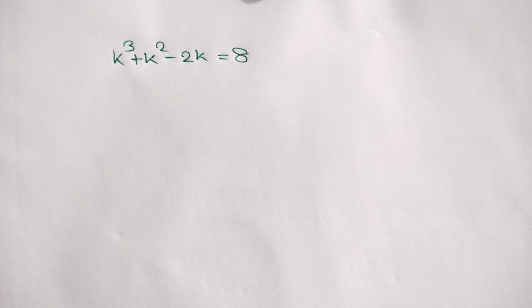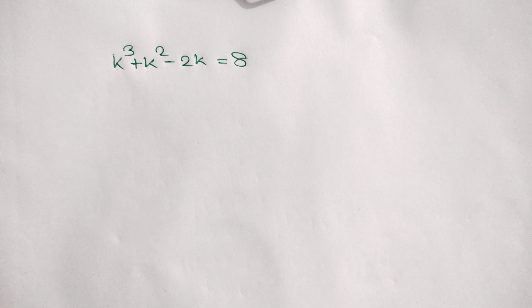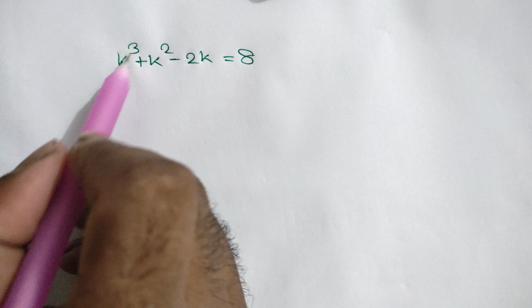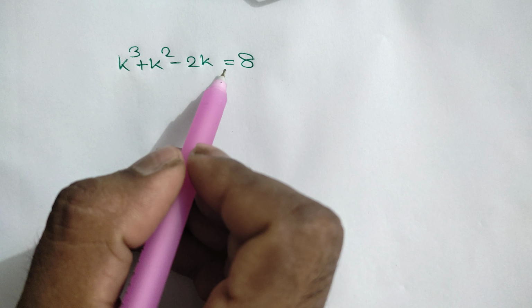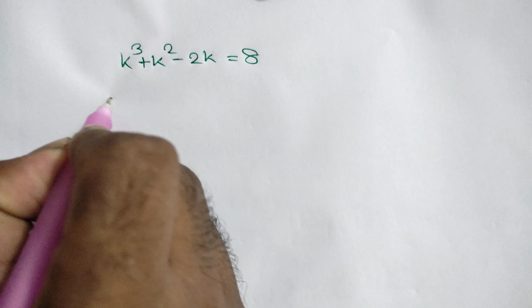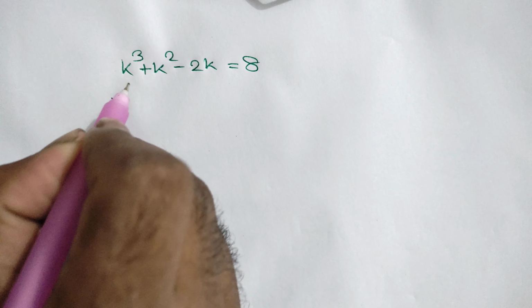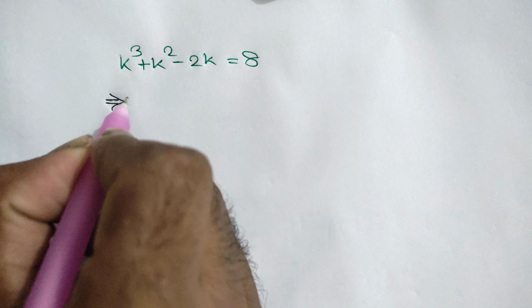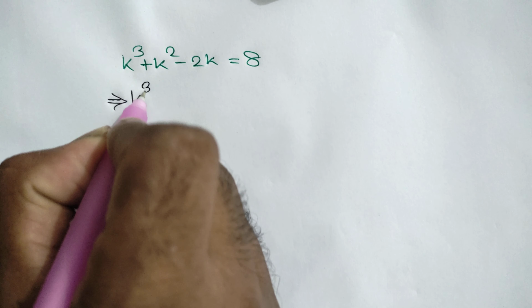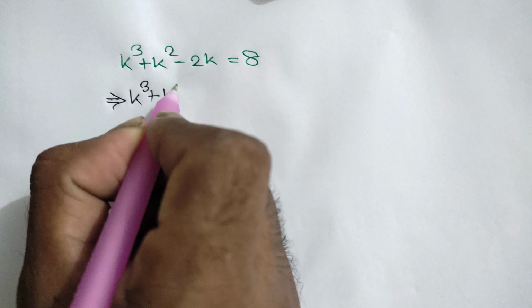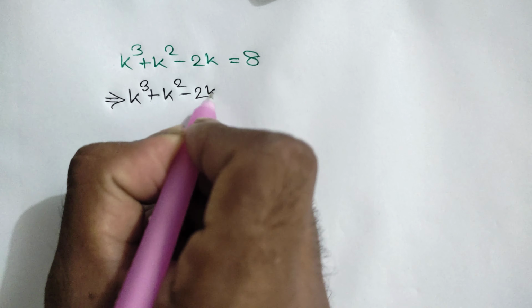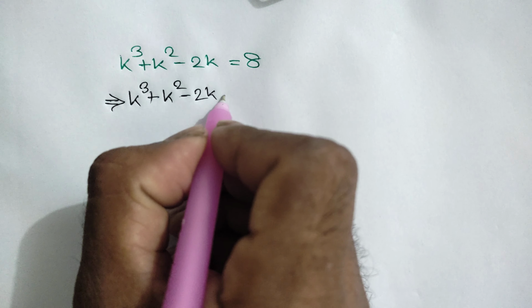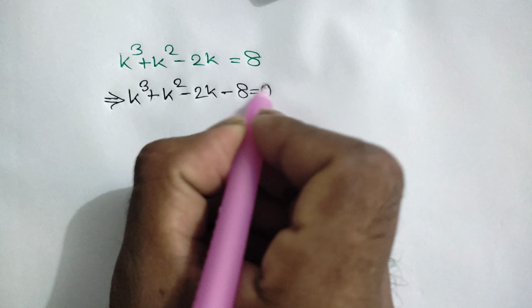Hi everyone, in this video I am going to show how to find the value of k where k cube plus k square minus 2k is equal to 8. Or we can write here k cube plus k square minus 2k. Now taking this 8 to the left side, we will get negative 8 is equal to 0.